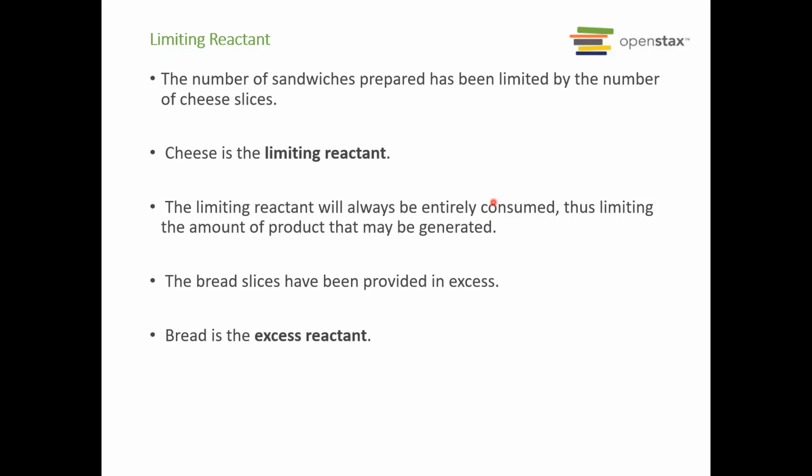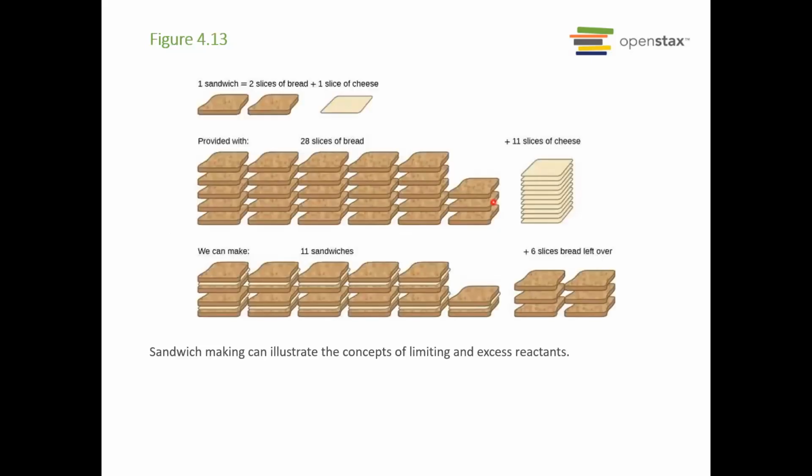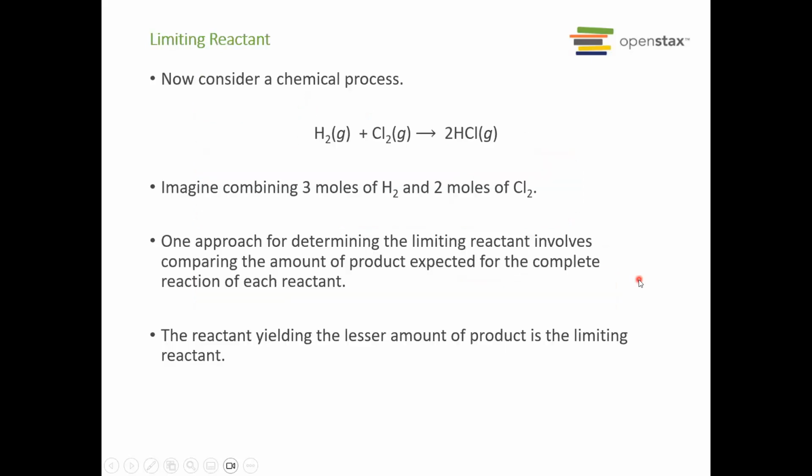We're going to see something similar in a lot of these chemical reactions. We can mix those things together, but we're usually going to still have a surplus, essentially, of one of those reactants at the end. So if you look here, again, one sandwich is 2 pieces of bread and a slice of cheese. So based on what we have there, we can only make 11 sandwiches because the cheese is the limiting reactant. So we're going to be left with 6 slices of bread afterwards.